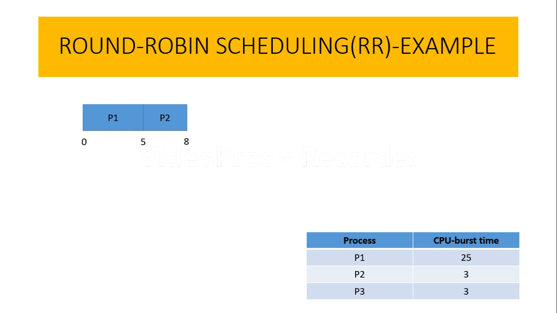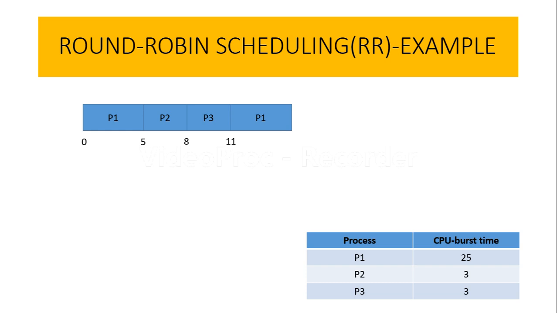Next, now it is the turn of P3. So now P3 is going to get the processor for 5 milliseconds once again. Now as you can see, the burst time of P3 is once again 3 milliseconds only. So P3 is going to complete its execution within the given time slice. Once P3 has finished with this execution, the CPU is once again allocated to process P1.